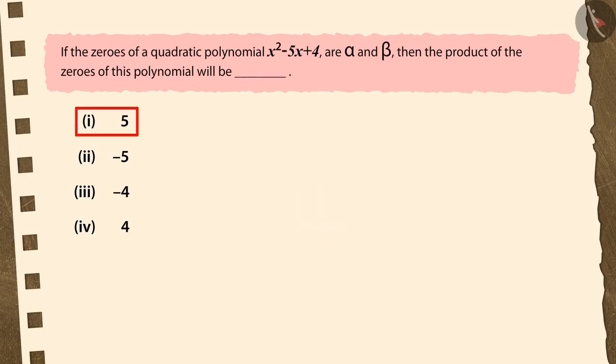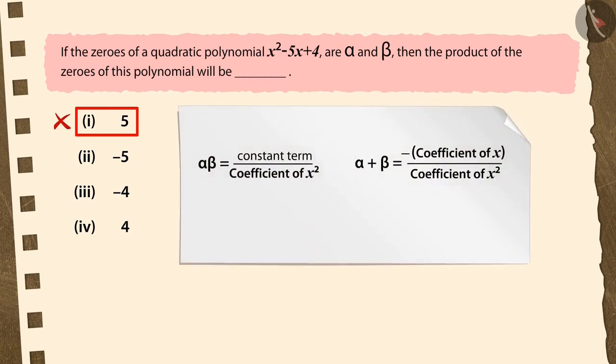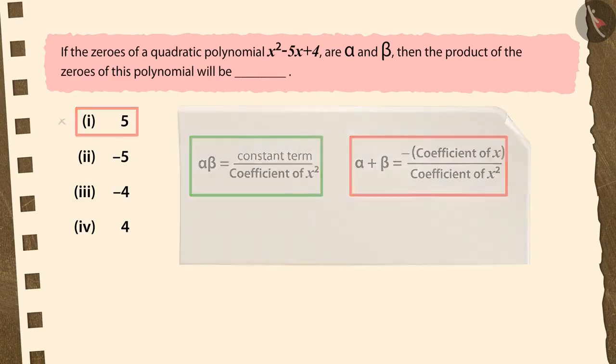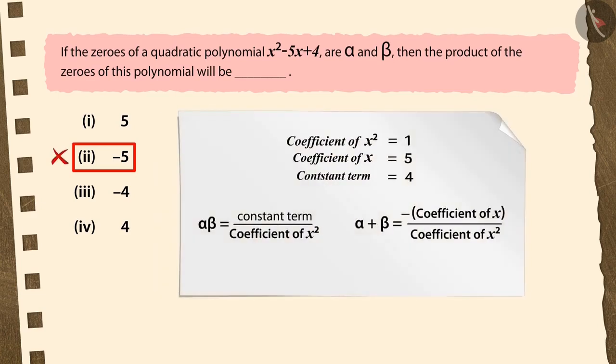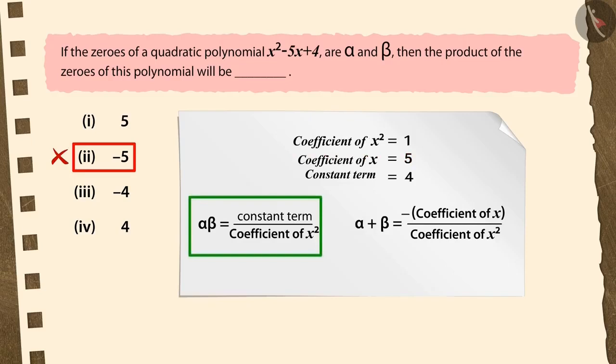If you have selected the first option, then you have chosen the wrong answer. Your answer is incorrect because you used incorrect formula. You did not use the formula for the product of zeros here. You have used the formulas for their sum. If you have selected the second option, then your selection is incorrect. There are 2 reasons. First, while writing the coefficient of x, you forgot to prefix it with negative sign. Second, instead of using the formula for product of zeros here, you have used the formula to find their sum.